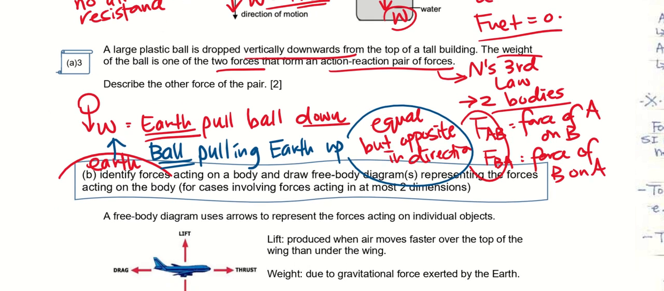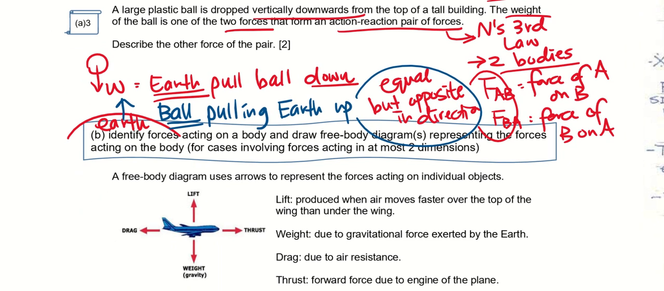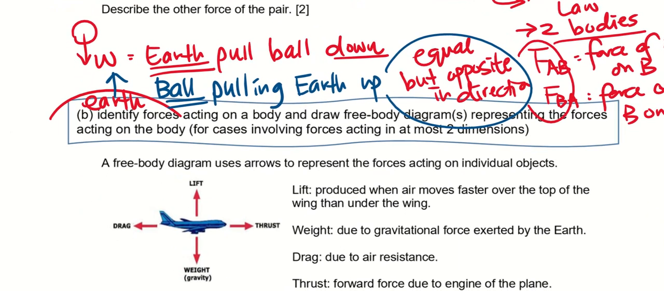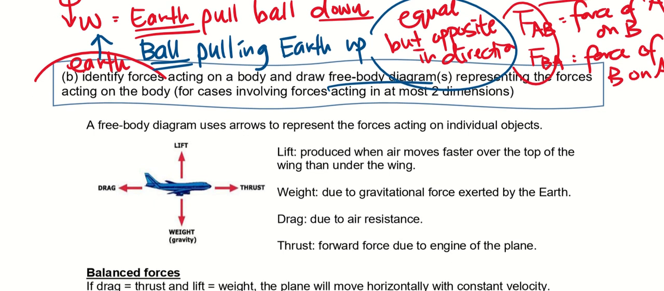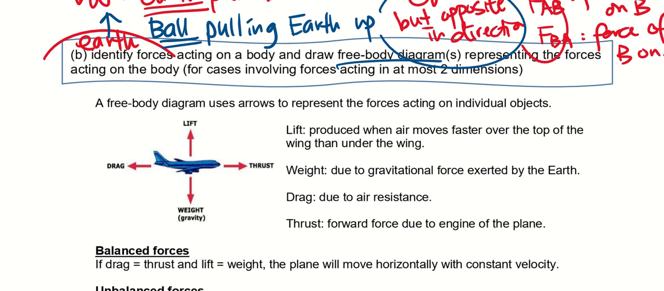Okay, now let's look at success criteria B. Identify forces acting on the body and draw a free body diagram. So just now I already talked about the free body diagram. It shows all the forces acting on the body. A free body diagram uses arrows to represent the forces acting on individual objects. So you cannot draw a free body diagram that consists of two objects. It must be one object, one free body diagram. If I want to talk about the other object, it must have its own free body diagram.